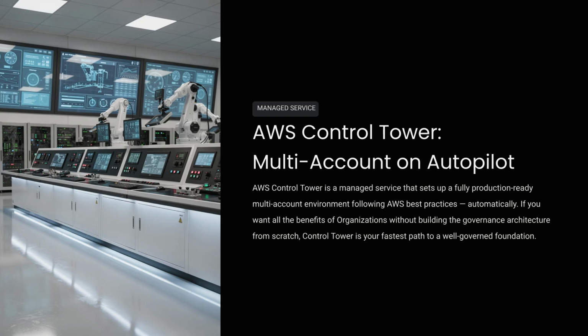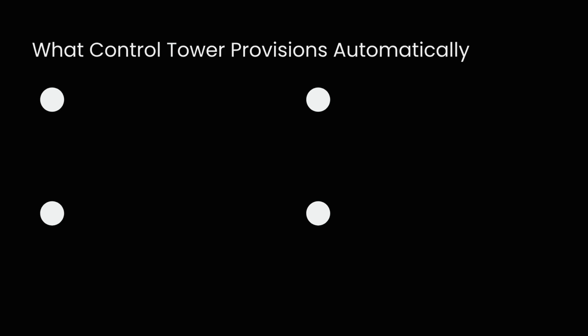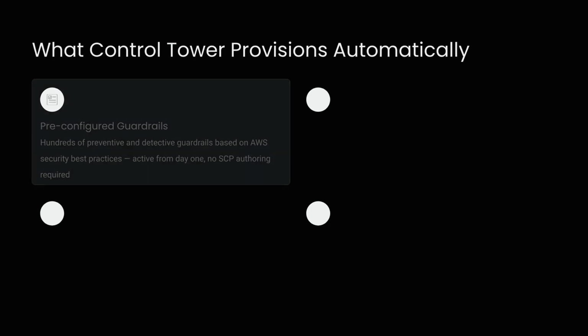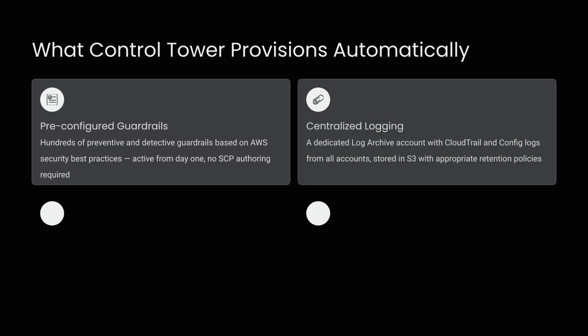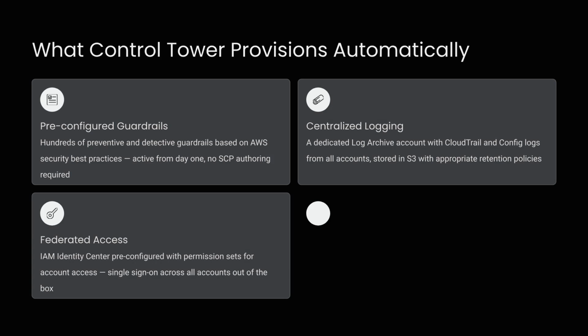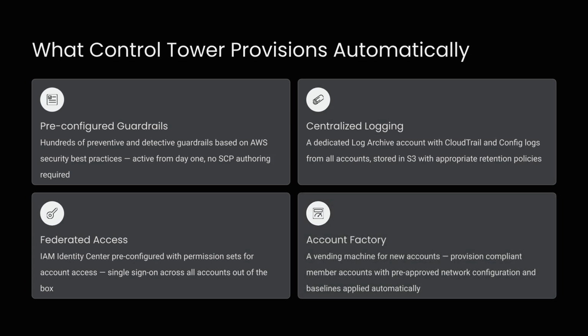best practices automatically. If you prioritize speed and built-in governance over fine-grained customization, Control Tower is the fastest path to a well-governed foundation. Control Tower automatically provisions 4 key capabilities: pre-configured guardrails with hundreds of policies, centralized logging in a dedicated archive account, federated access through IAM Identity Center, and an account factory for provisioning new, compliant member accounts easily.